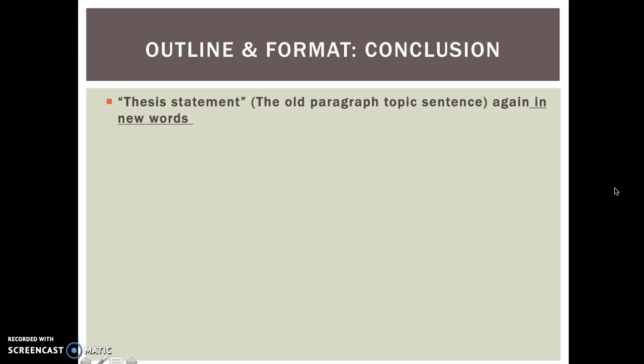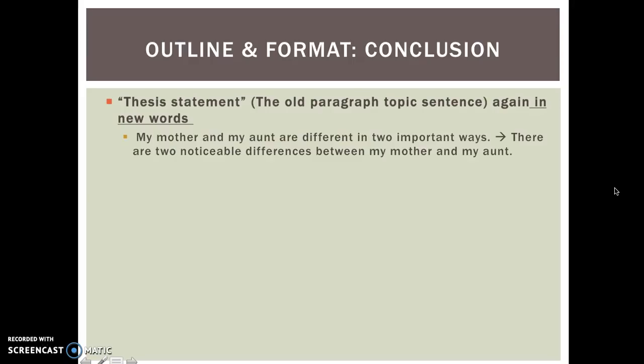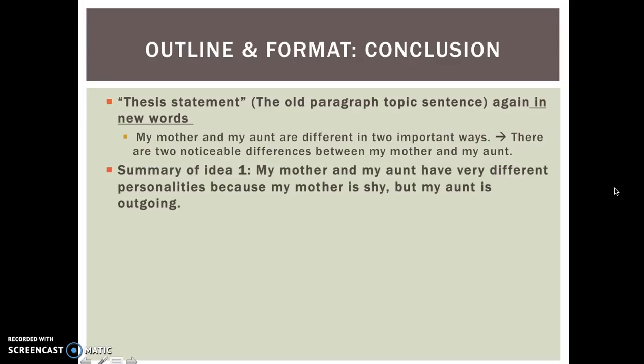So my thesis statement after my introduction was, my mom and my aunt are different in two important ways. I want to try and write this again in new words. An example of that would be, there are two noticeable differences between my mother and my aunt. After that, I can say a summary of my first idea. My mother and my aunt have very different personalities because my mother is shy, but my aunt is outgoing.